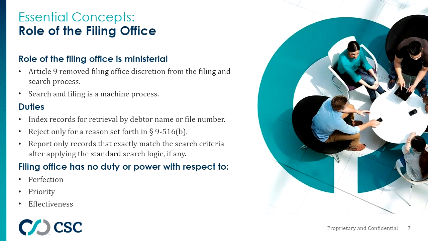The role of the filing office is ministerial, and Article 9 removed any discretion from the filing offices in their filing and search process. It's important that we understand that, because any filing that is submitted that meets the sufficiency requirements of the UCC will be put in the record, whether or not it meets the perfection requirements. So it's important to understand that.